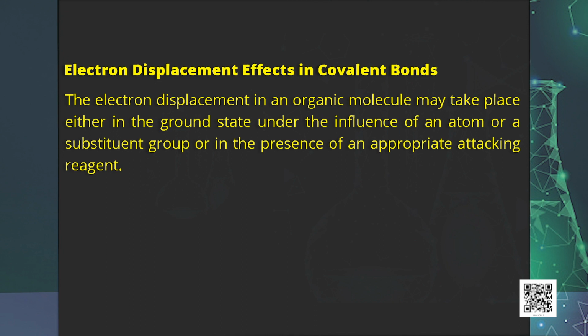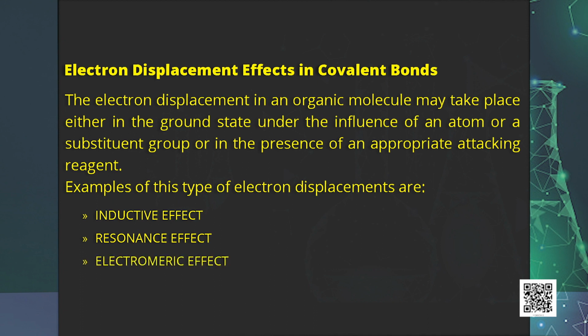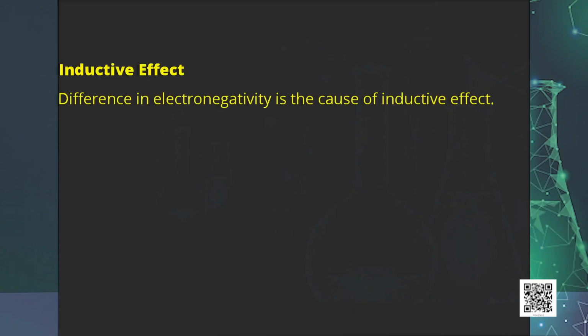Four types of electron displacements are generally noticed in the mechanism of organic reactions. These are as follows: inductive effect, resonance effect, electromeric effect and hyperconjugation effect. Let us start with the inductive effect. Difference in electronegativity between the bonded atoms is the cause of the inductive effect.